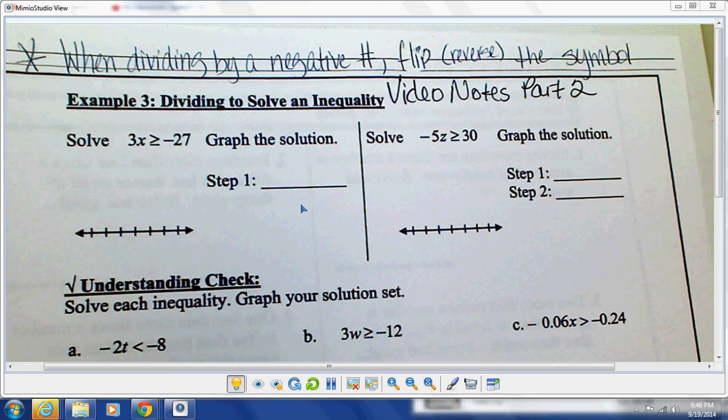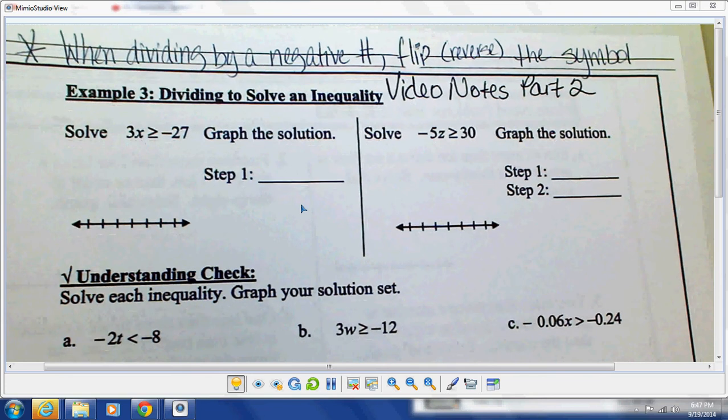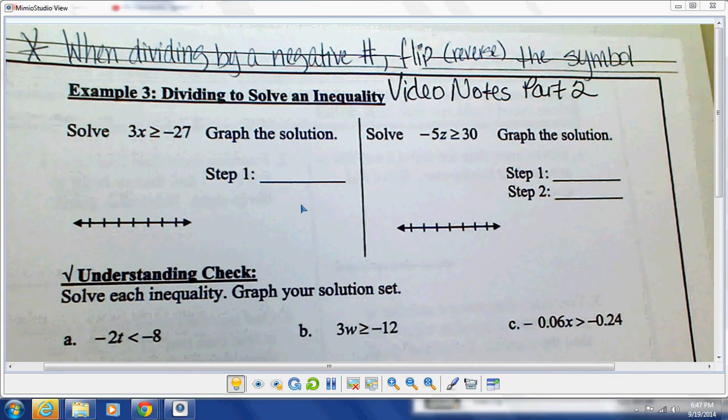Oh my gosh, you guys. I'm so sorry. I forgot to do dividing. I guess I was just ready to go. Please forgive me. Okay, very quickly, we're going to get dividing inequalities.